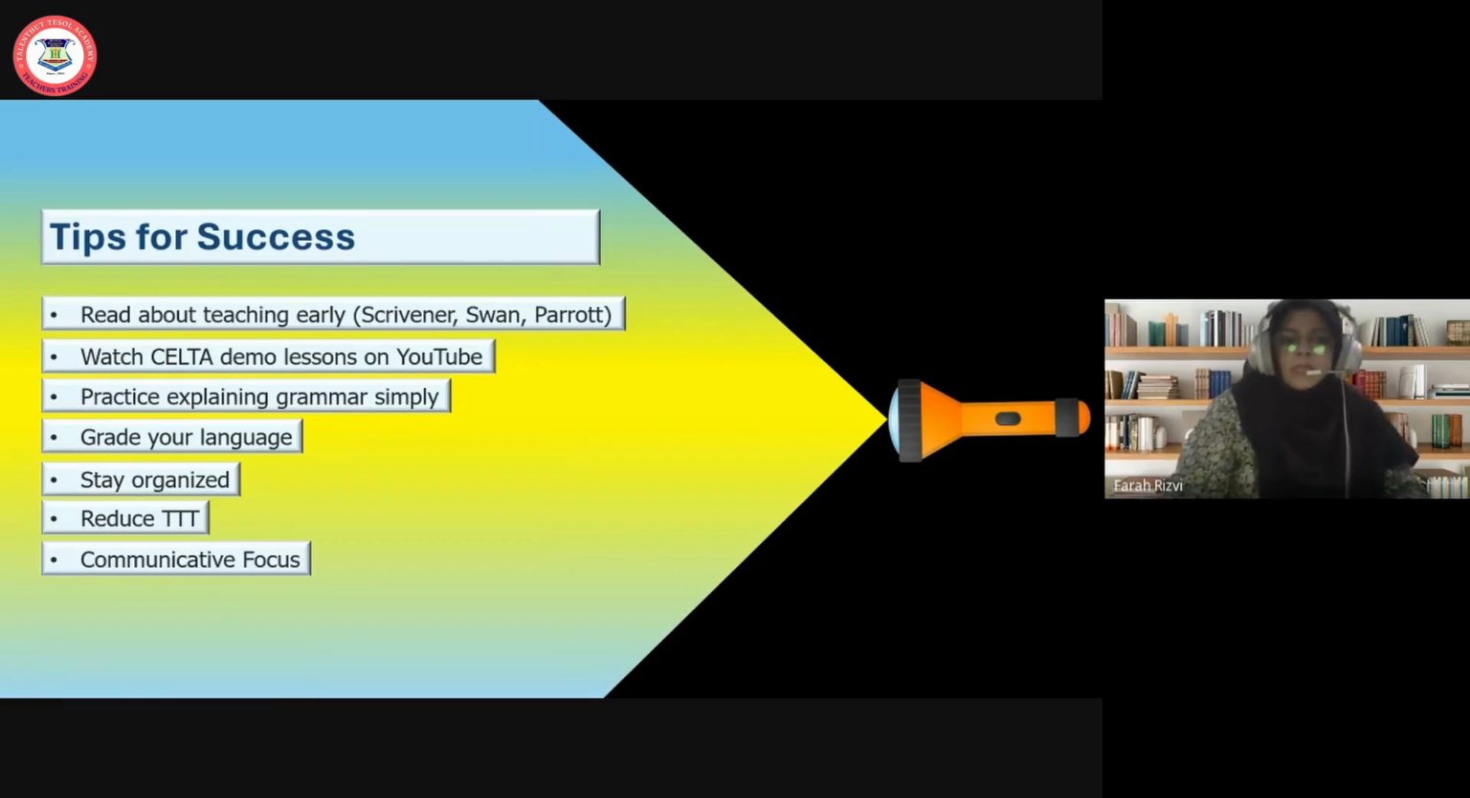Communicative focus. Communicative focus in CELTA is very important when we talk about fluency. Communicative focus means giving them a reason to speak. Whenever you assign a task to check their fluency, you should give them a reason. For example, you ask them to talk about the similarities and differences between the two. It means that you are giving them a reason to speak. So communicative focus is very important. You need to focus on your fluency.